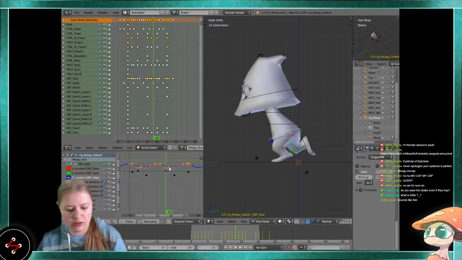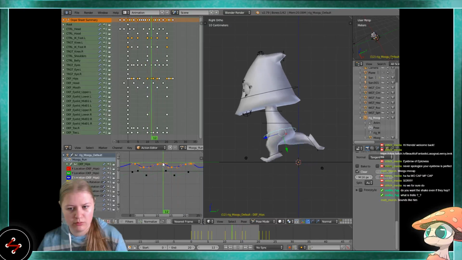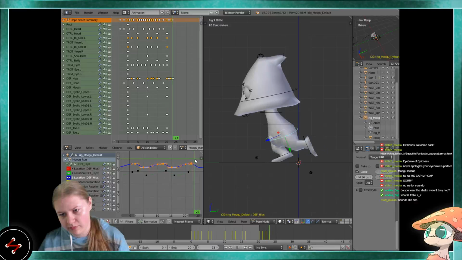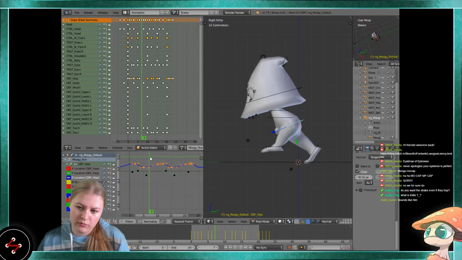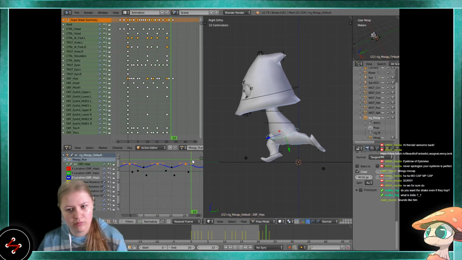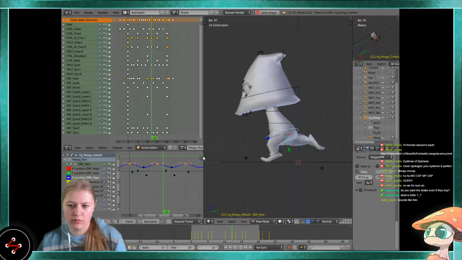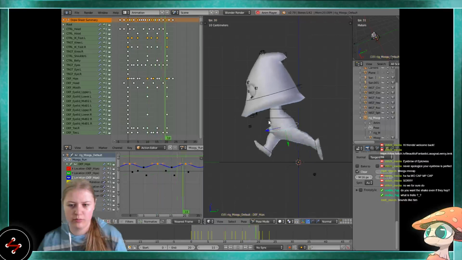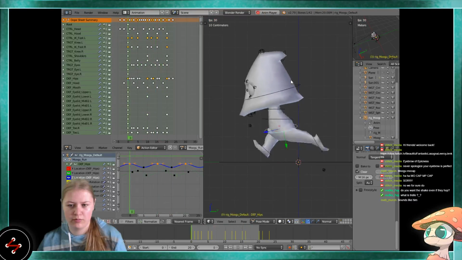I'm thinking that this might benefit from being moved forwards, is what I was thinking. Not entirely sure why I have this extra keyframe. I don't think I need those. This looks more like it's going in a circle this way. Okay.